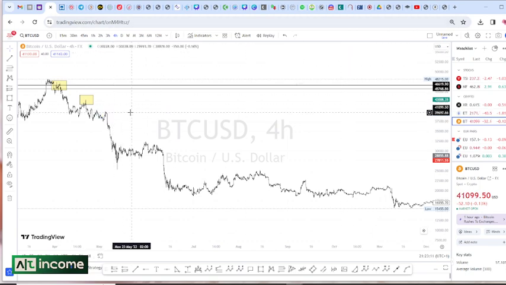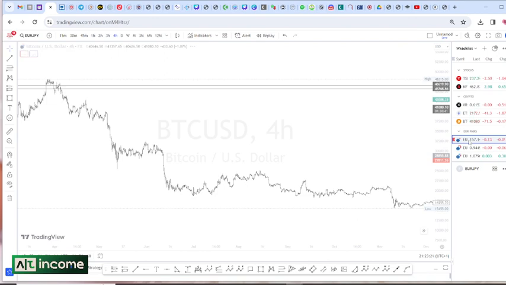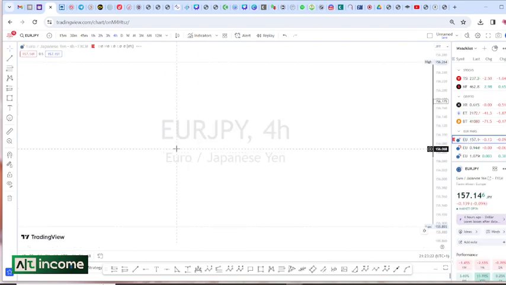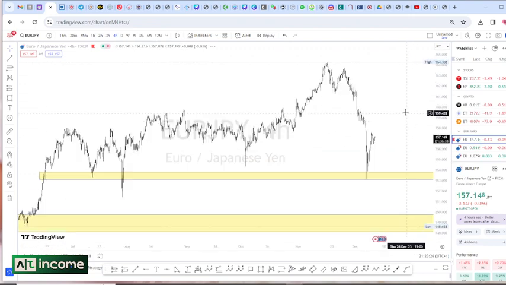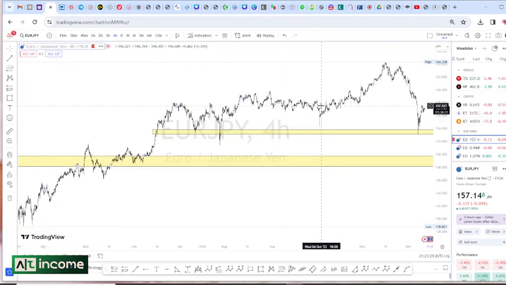Let's go to any other pair and look for it again. This is BTC USD. Let me go to another pair. They are always there. These setups are present every single day. They are always in the market. Look at this.